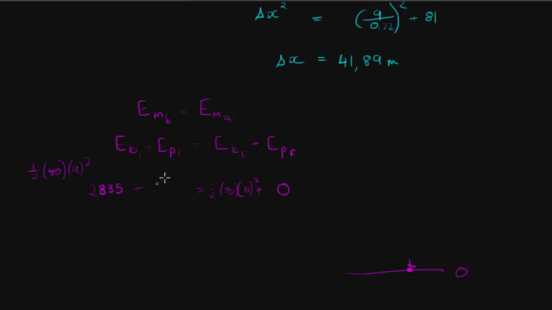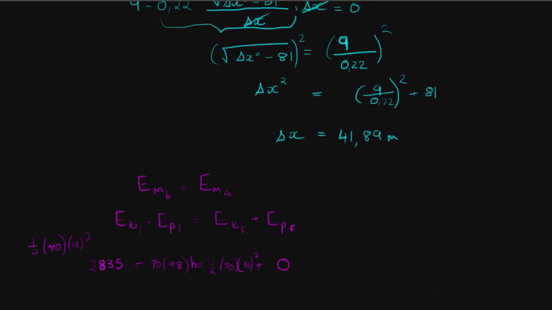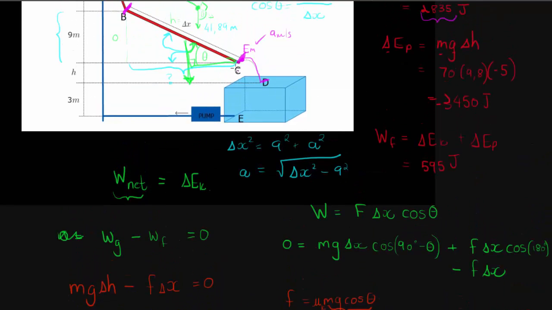Plus the potential energy. The potential energy is his mass times 9,8 times the height that he has at that point. And that's exactly the question that we're trying to answer, what is the height?